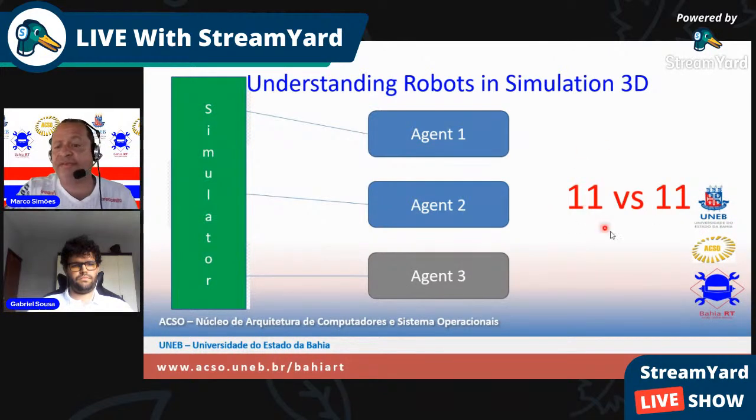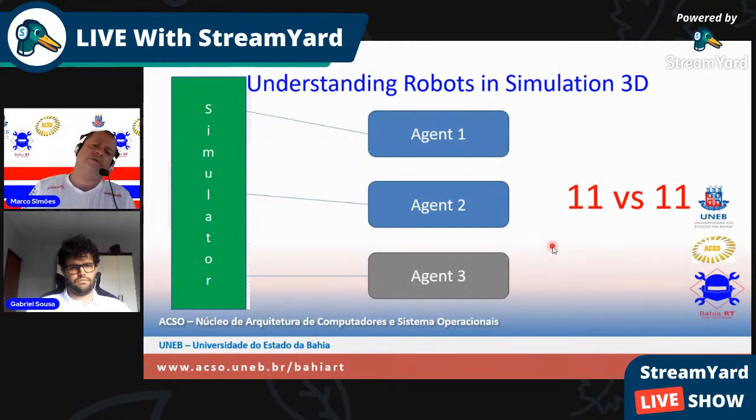We also have 11 versus 11 agents. The soccer simulation league in RoboCup is the only competition that runs robotic soccer in an 11 versus 11 match. All the other physical robot leagues use 5 versus 5, 6 versus 6, or fewer players in their fields. So in this picture, we show only 3 as an example, but each team is composed of 11 agents.